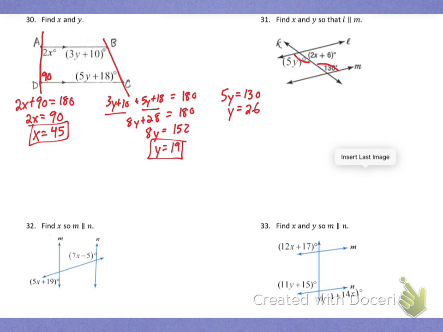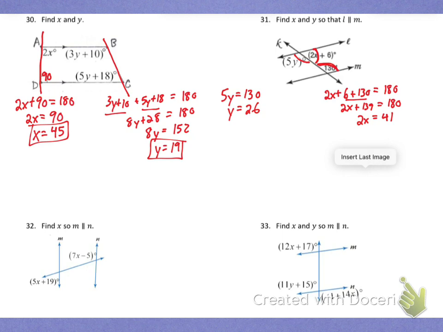Then I'm going to do the same thing. I'm going to keep this 130 right here, and I have this angle right here. Those are same side interior, so that means they're supplementary or equal to 180. So then it's going to be 2x plus 6 plus 130 is going to be equal to 180. 2x, I'm going to combine like terms, 139 is equal to 180. I'm going to do 180 minus 139. It's going to give me 41. So 2x is going to be equal to 41. Divide that by 2. I got 20.5.